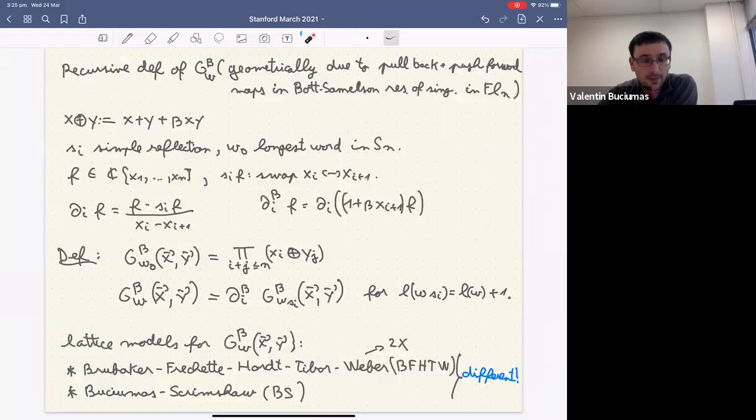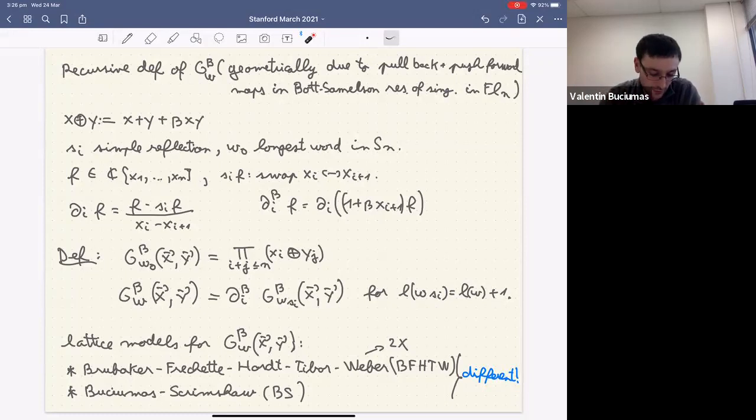And then to obtain all the other Grothendieck polynomials, there's a recursive relation, which is given as follows. So G_w will be delta i of G_{w s_i} when the length of w s_i is the length of w plus 1. So basically similar to how we, for example, might build Iwahori-Whittaker functions moving up in the Bruhat order, we build these Grothendieck polynomials moving down.